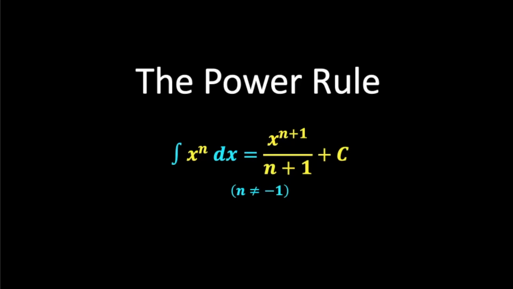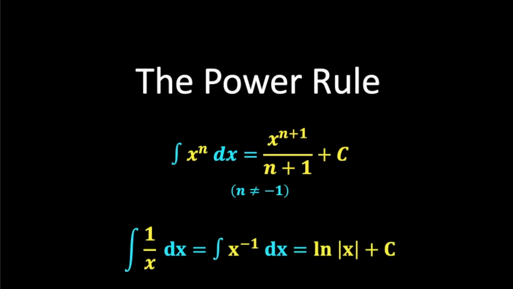What if n equals -1? That leads to a very famous antiderivative. It's related to the logarithm, the natural logarithm. In this case, ln x plus c. We include an absolute value in general.